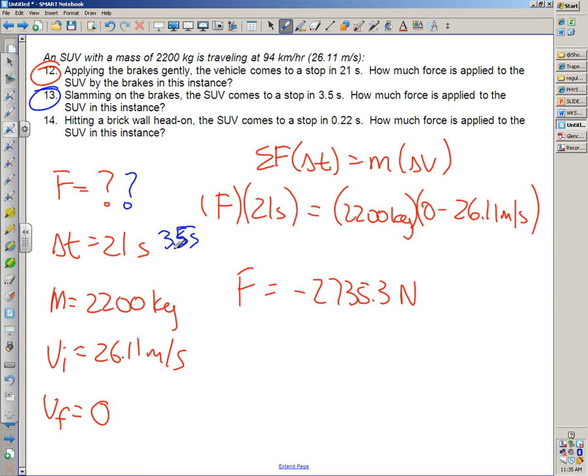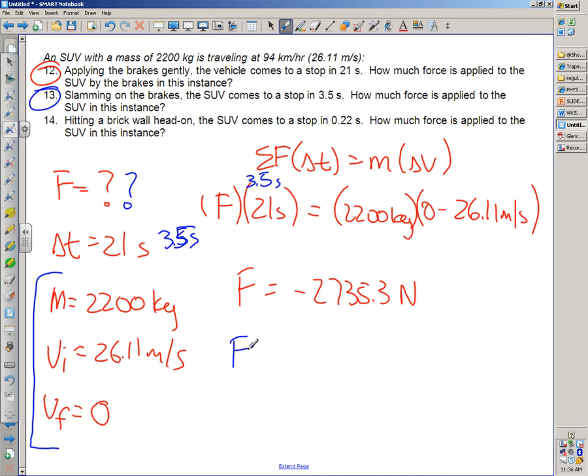But, does any of the mass or velocity information change? Still the same SUV, so it's still the same mass. It still tells us that it's starting off at 26.11 meters per second and coming to a stop. It's just slamming on the brakes instead. So now, let's recalculate this equation, plugging in 3.5 seconds for the time instead of 21 seconds for the time.